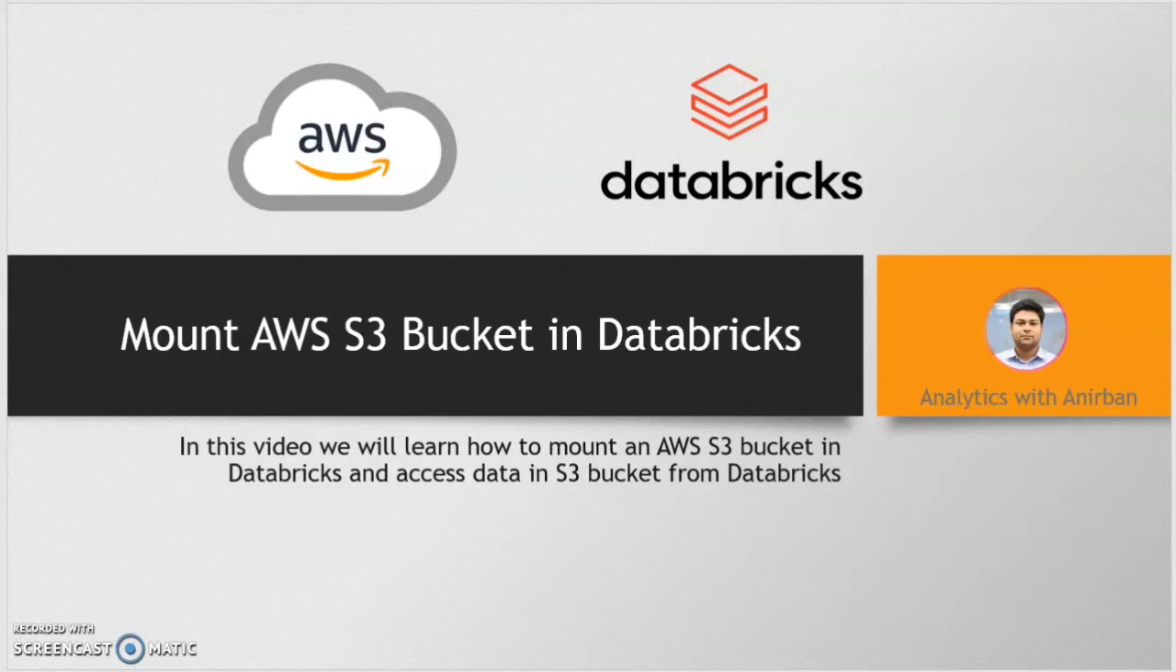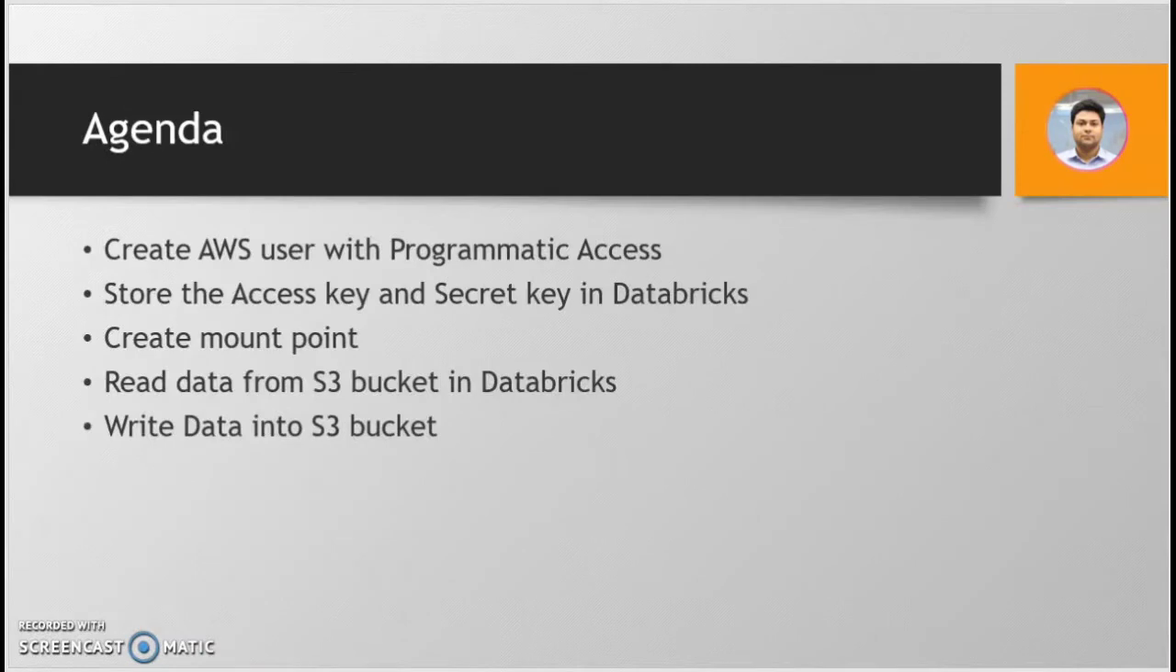Now let's see the agenda in detail. So this is the overall agenda of this video. We'll start by creating an AWS user with programmatic access. Then we'll store the keys in Databricks. After that we'll create a mount point and then we'll read and write some data into S3 from Databricks.